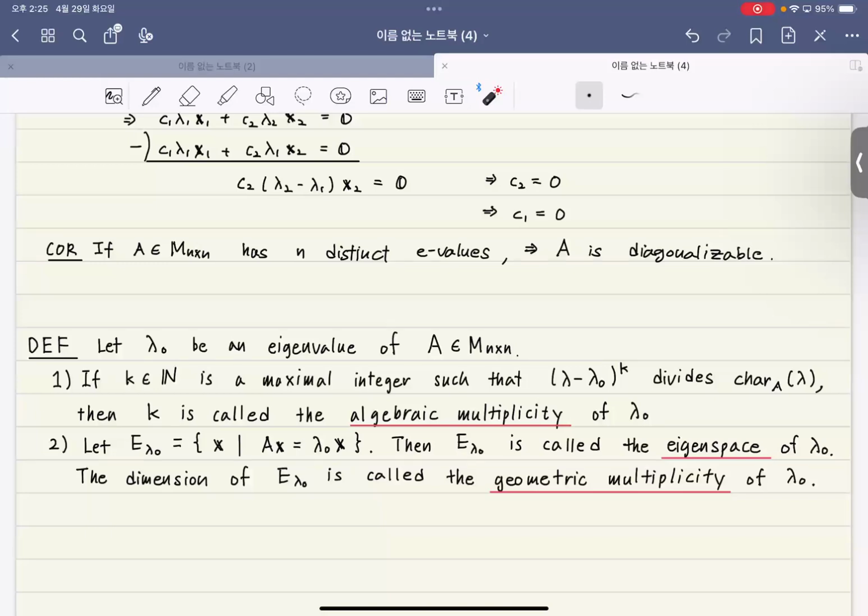And these integers cannot be greater than n. The algebraic multiplicity cannot be greater than n, because the characteristic polynomial has degree n. The same is true for the geometric multiplicity: the eigenspace is a subspace contained in R^n, so the geometric multiplicity cannot exceed n. So they are just integers between 1 and n.